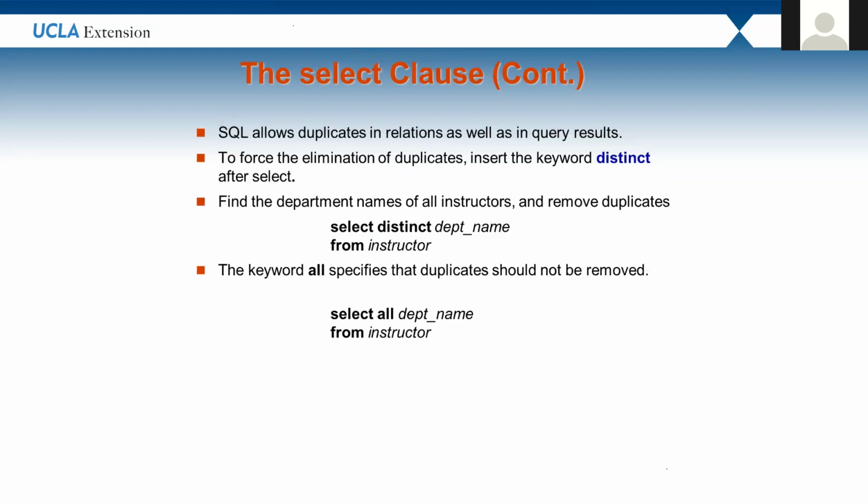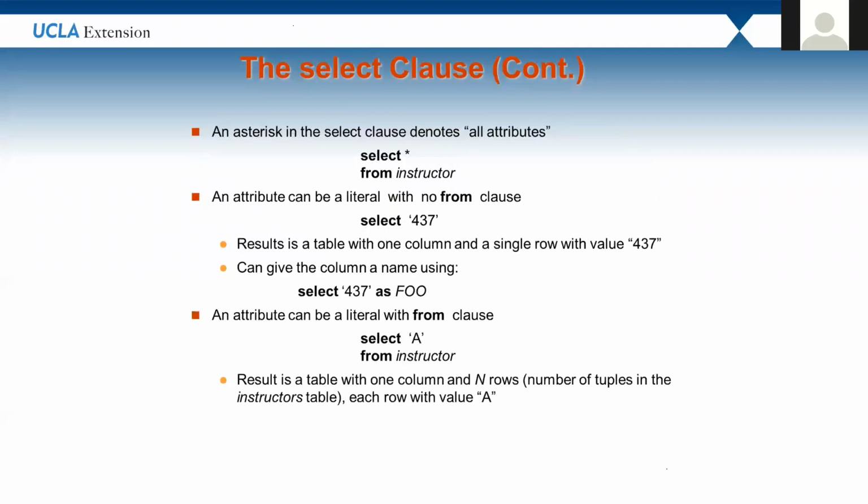Now, the select statement is giving you everything. If you pull up the table, you get everything. You get department name, and the department name might be repeated. So if you only want a department name once from the instructor table, you'd have to use a distinct operator. Okay, so let's look at this.